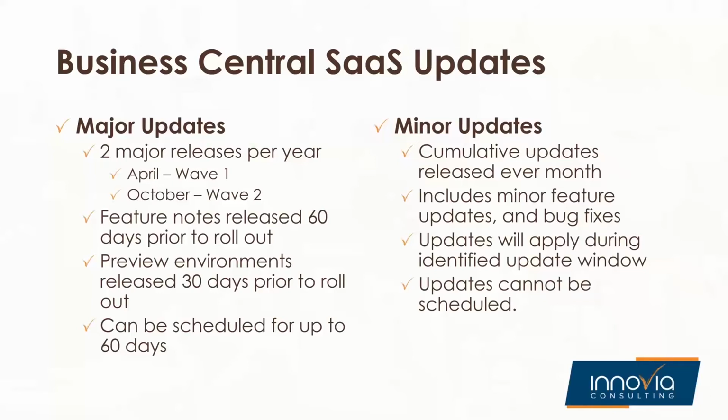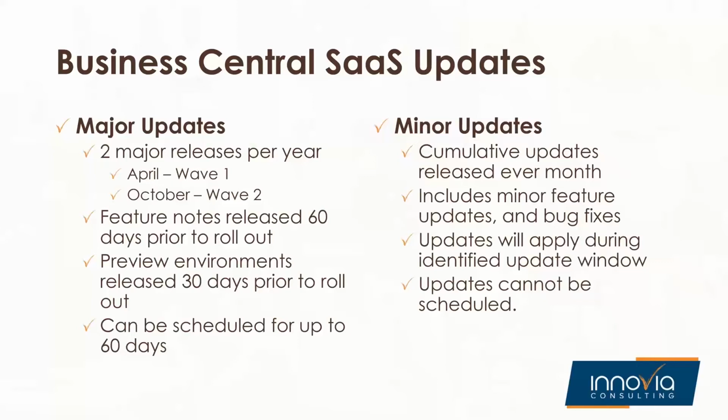The other piece is your major updates. Microsoft releases 2 major releases per year. One in April, they call that Wave 1, and one in October, they call Wave 2. Those typically release major features or changes to the Business Central platform and application. Typically Microsoft will release feature notes 60 days prior to rolling out the major update.